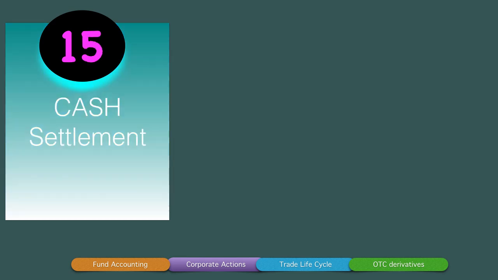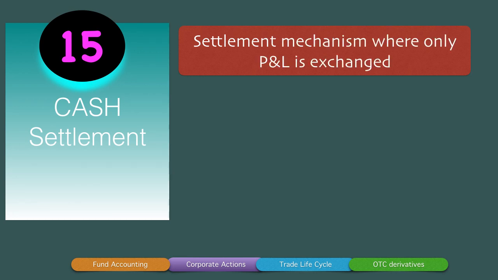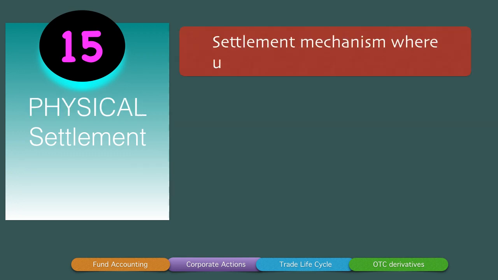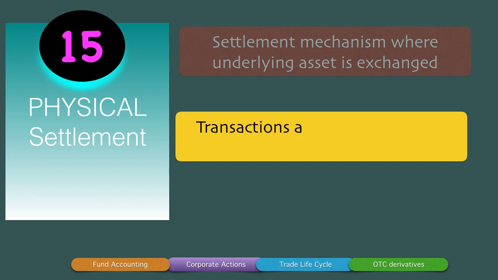Cash settlement is a settlement mechanism where only the profits and losses are exchanged between the two traders or between the two counterparties. This basically means there is no exchange of the underlying asset and only the P&L is captured. What about physical settlement? A physical settlement is when the underlying asset is exchanged and cash is paid for taking that underlying asset. The transactions are then settled at the traded price. Very rare in exchange traded derivatives, but quite common in OTC derivatives as well.